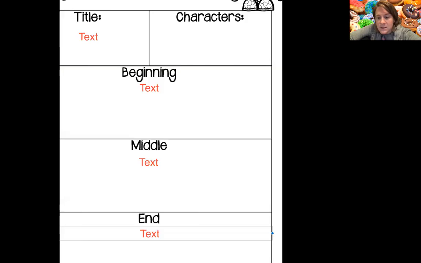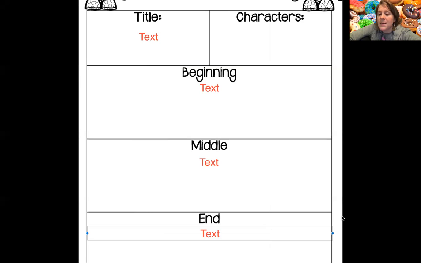Let's go ahead and get this up. Remember, we had talked yesterday about maybe verbalizing or saying the summary orally first before we write it. So let's go ahead and discuss.